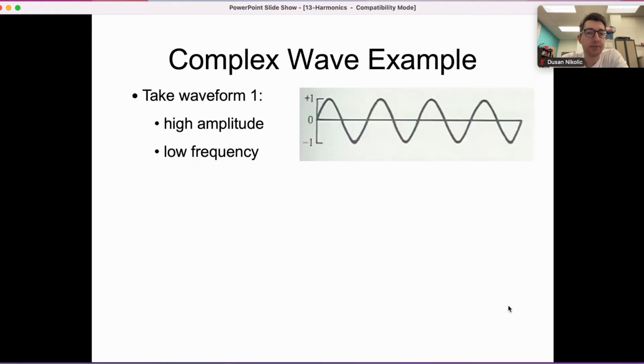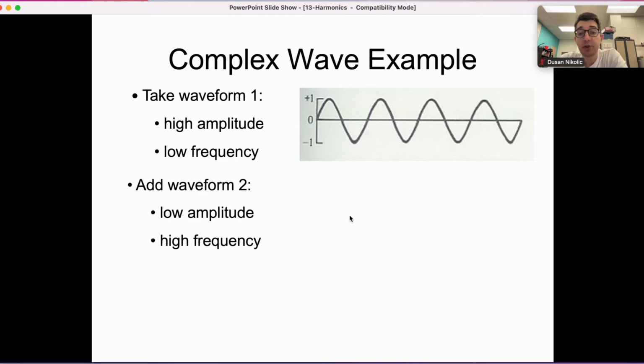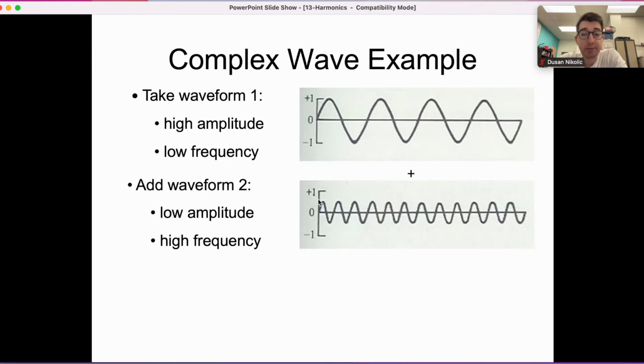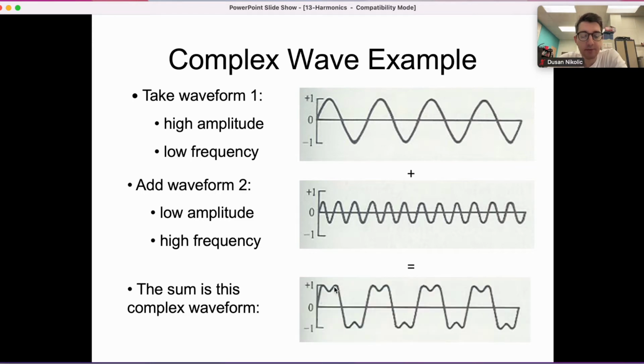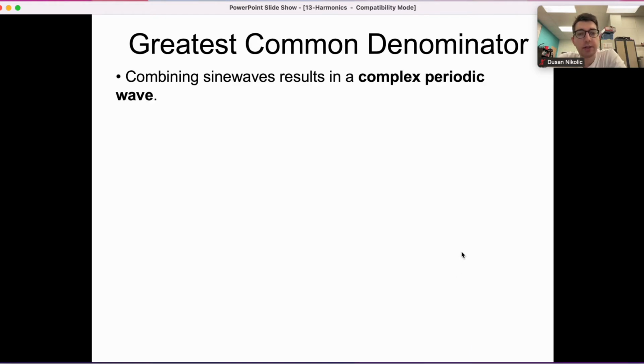This is one sine wave example first. So this one has high amplitude, 1, right, and low frequency because 1, 2, 3, 4 repetitions, in comparison to this one, which has high frequency but low amplitude, right? And we've talked about these. The sum is this complex waveform, right? And we'll see what it means for a waveform to be like this, right? Why is it like that? But so far we know that this is the complex wave, which is the sum of these two sine waves, right?